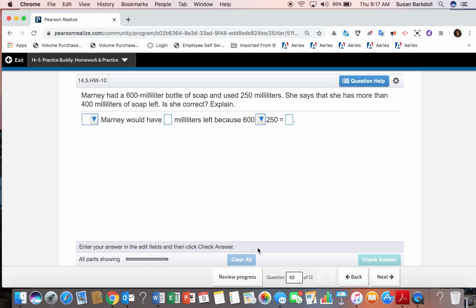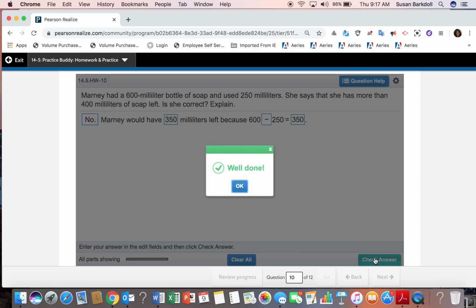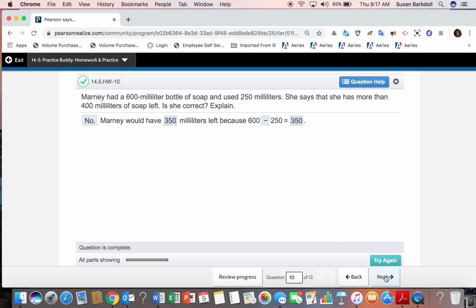She says she has more than 400 milliliters of soap left. That is not correct, because if you just look at it, you can see that the 4 in the hundreds and the 2 in the hundreds would make 650. So no, Marnie would have 350 milliliters because 600 take away 250 is 350. Well done. Next question.